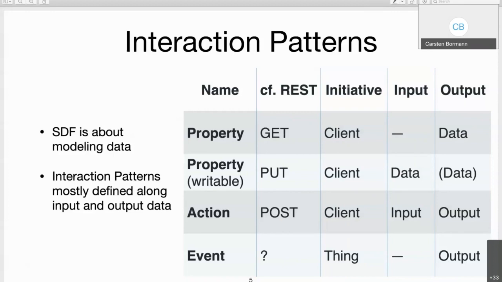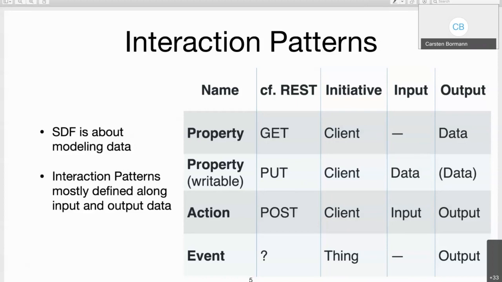And finally, there is the event, which is something that is not really supported very well by REST. So there are various ways of supporting event-style data in various REST environments. The point here is that the initiative is actually with a thing. So in the REST world, that would be the server, and servers normally don't generate initiative. But the whole point is that the event also has some data, which I call output data here, and that is the third pattern.